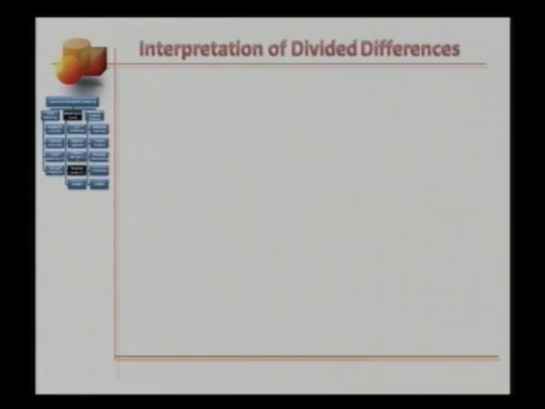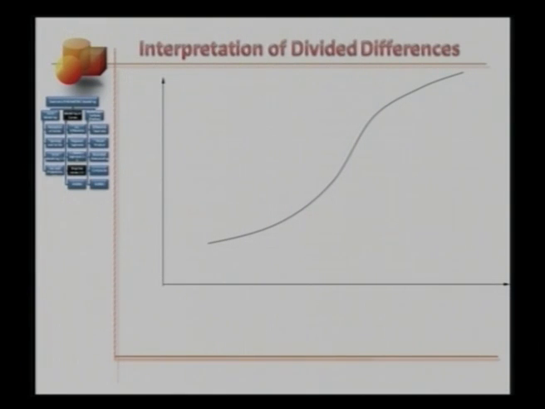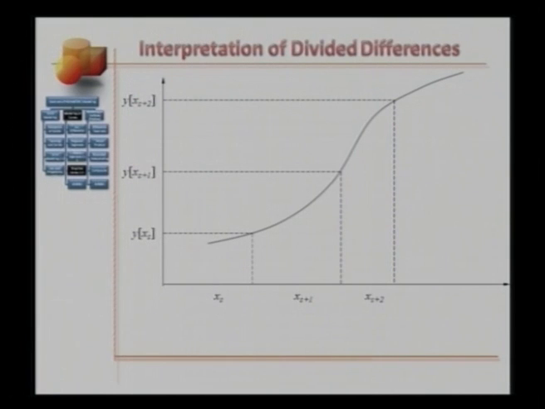So far so good with regard to the mathematics behind the divided differences. But physically, what would the divided differences mean? Consider a general polynomial curve. Let's say this is xs and this is y of xs, which is ys. Let's say we have another point xs plus 1. Correspondingly, the value is ys plus 1, y of xs plus 1. Third point, xs plus 2, ys plus 2.